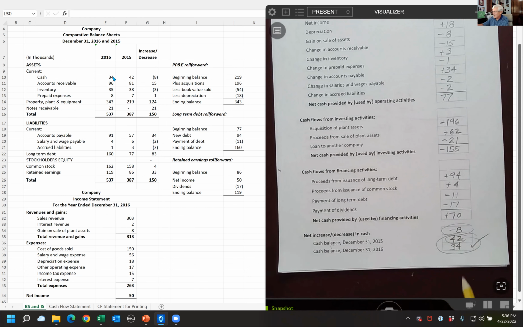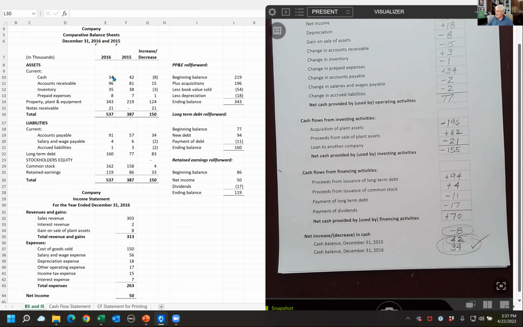However, if I go look and say, hey, we generated $77,000 in cash from our operations. We took that and we used all of it to go buy some more equipment and property, plant and equipment so we can grow. But we had to go borrow money to do that. So we borrowed, mostly came from borrowing another $70,000. Wow, those three numbers right there tell you a lot more than just looking at cash went from 42 to 34. That is big, really big.